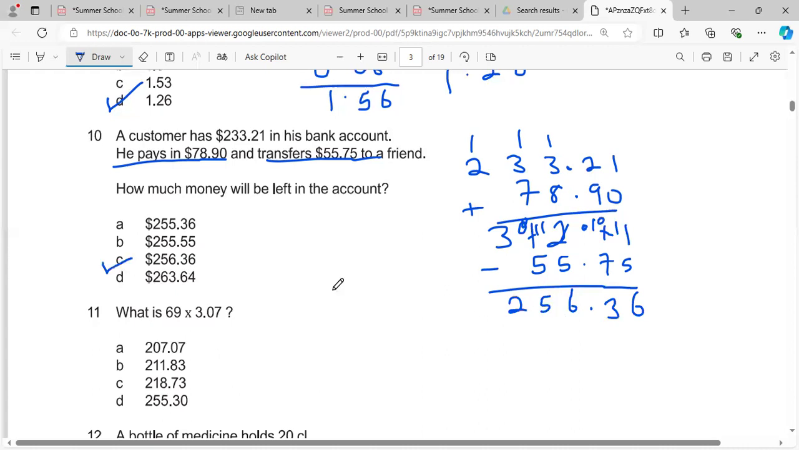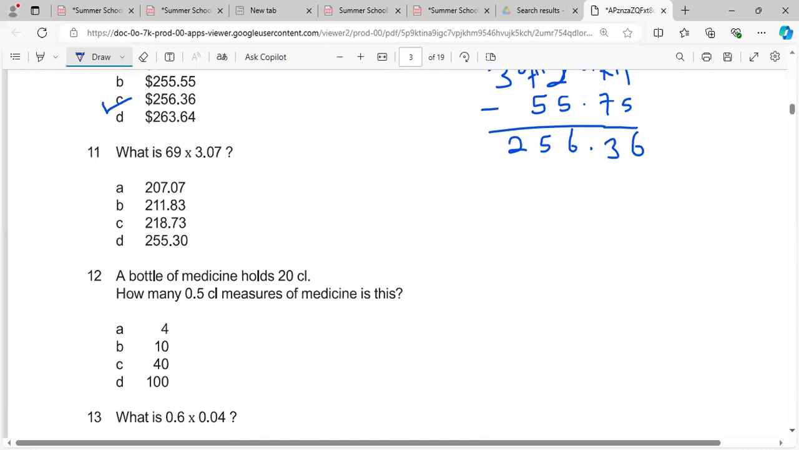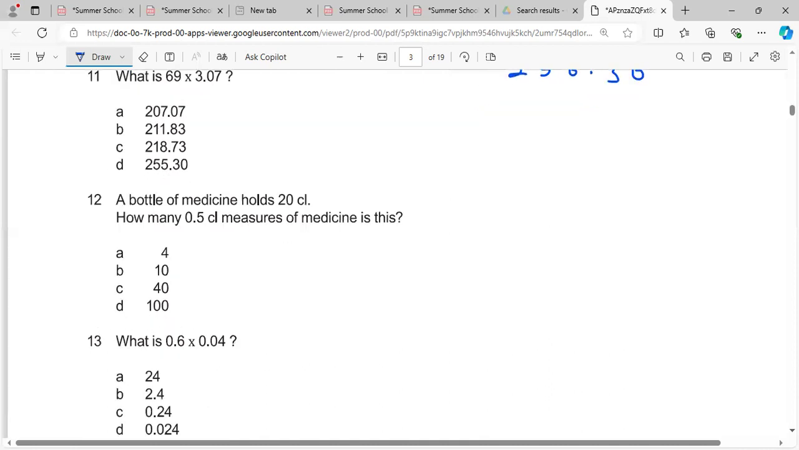Everyone got that one correct. Good job. Alright, try these now, guys. 11 and 12. And you can see 13 as well. Do these three. What is 69 times 3.07? And then number 12 says, a bottle of medicine holds 20 centiliters. How many 0.5 centiliter measures of medicine are in this? And number 13, what is 0.6 times 0.04?